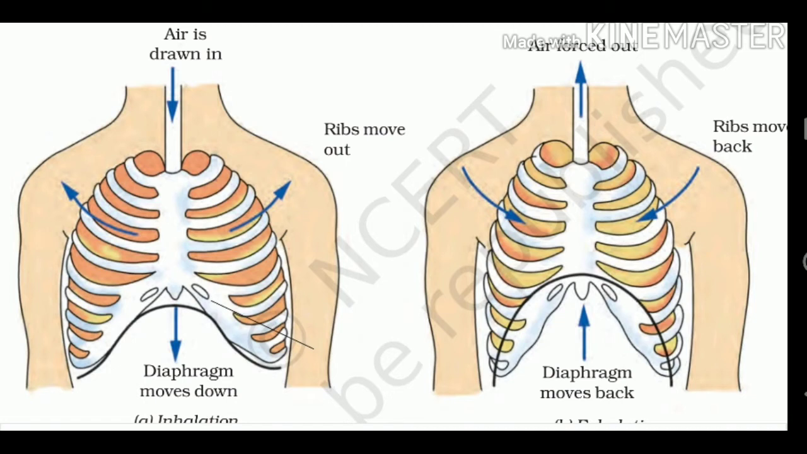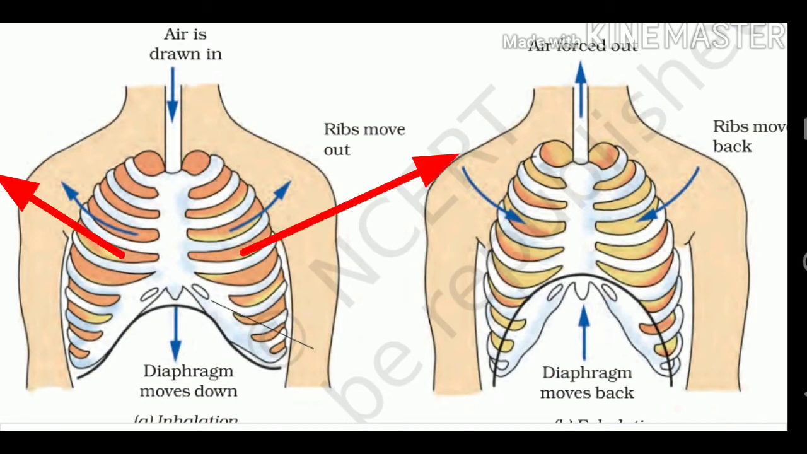So what happens during inhalation first? We inhale air through the nostrils. When we inhale the air, the diaphragm moves downwards. As we know the diaphragm is dome shaped, but when we inhale air the diaphragm gets flattened, and the ribs move outwards and upwards. The lungs expand.